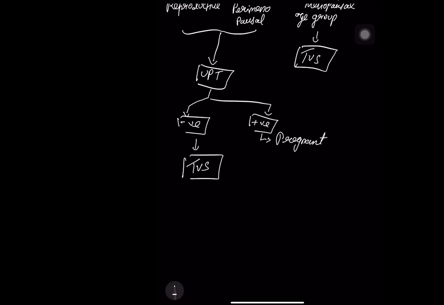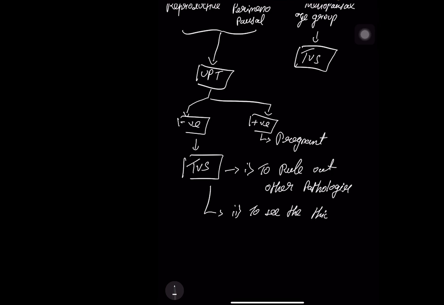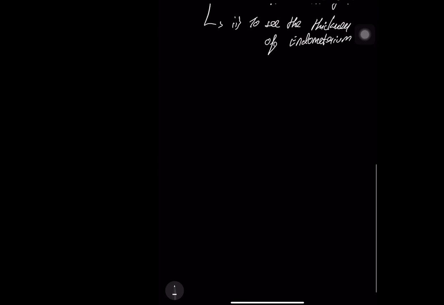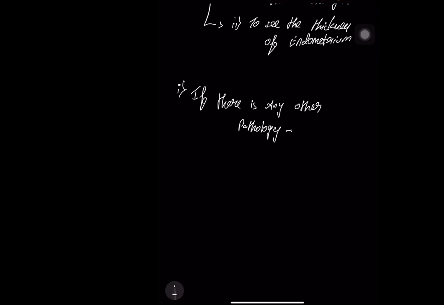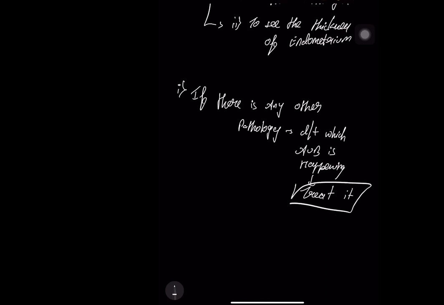Why do we do TVS? TVS first we do to rule out other pathologies, and secondly to see the thickness of endometrium. So basically, firstly, if there is any other pathology due to which abnormal uterine bleeding is happening, treat it. Secondly, we see the endometrial thickness.